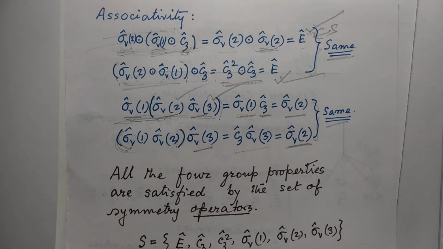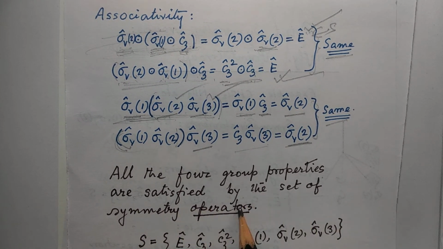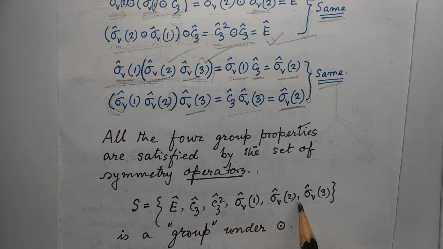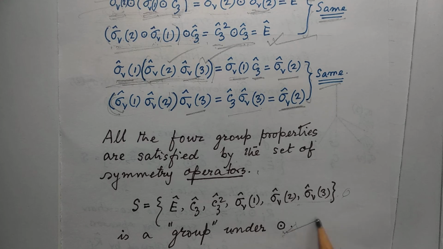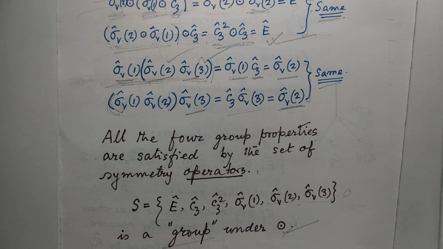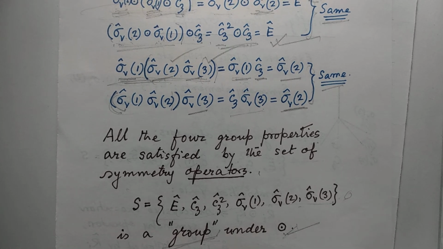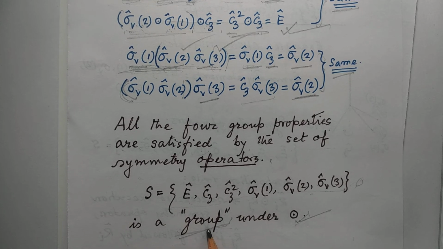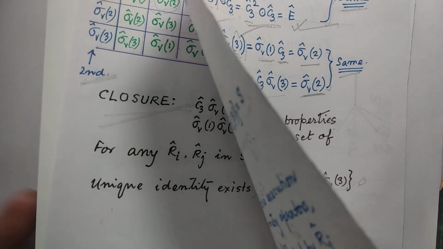Therefore, all the four group properties are satisfied by the set of symmetry operators S. Hence, this set, together with the binary composition rule, is a group, a mathematical group. Such a group is called a point symmetry group because these operators themselves are point symmetry operators.